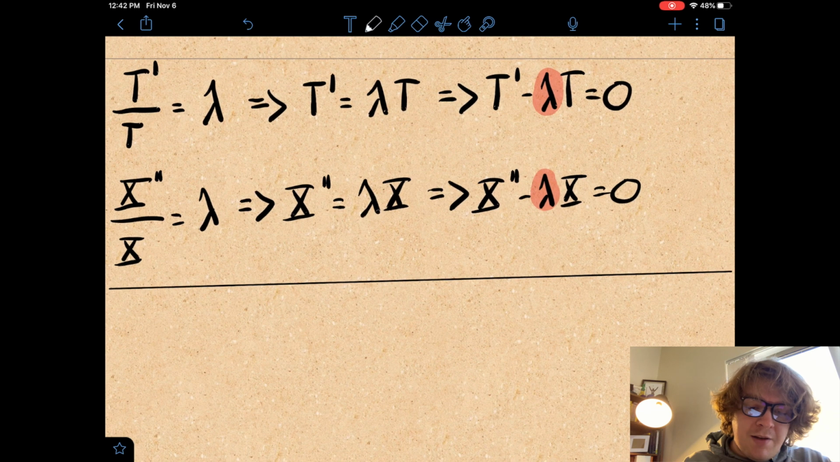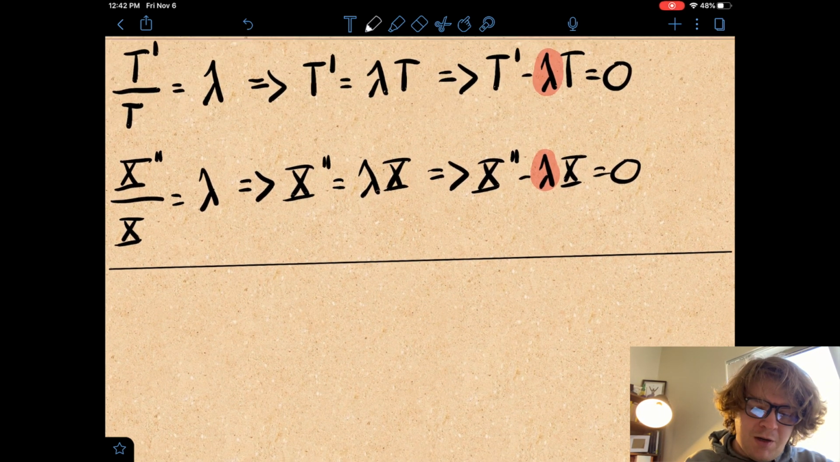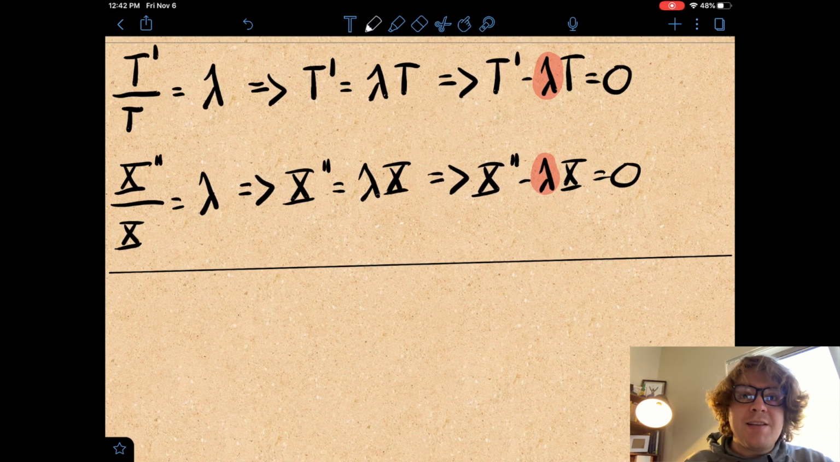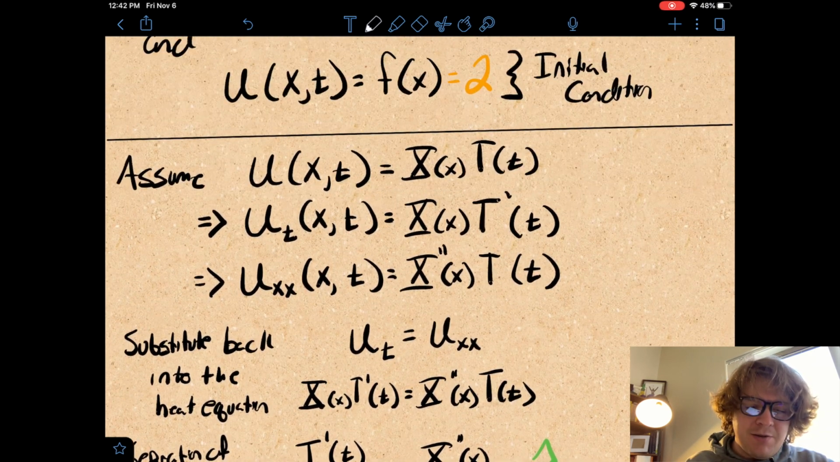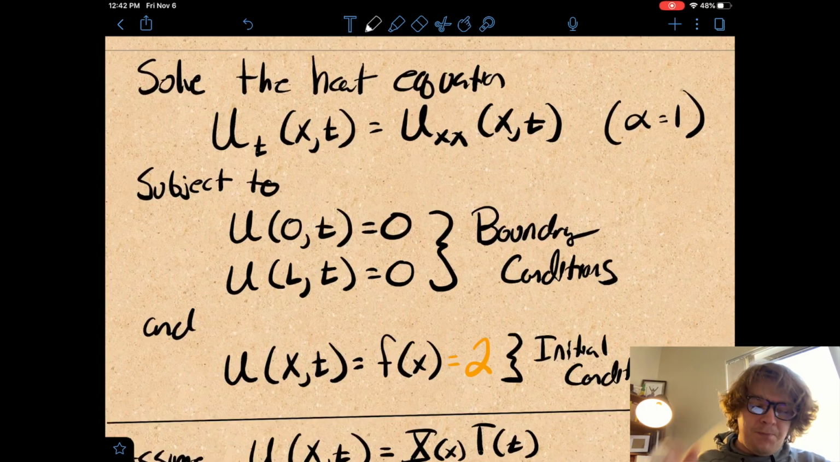I'll be honest, it doesn't really matter which one of these we solve first, but there is one that might be a little more helpful or easier to solve first. And that's going to be the second one in x, right? And let me see if I can convince you why that second differential equation in x might be easier to solve. It comes down to looking at the boundary conditions.